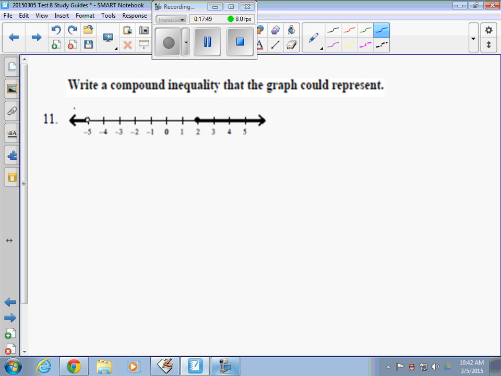This one says write the compound inequality. There's always going to be an overlap with "and" inequalities. There's no overlap here, so this is going to be an "or" inequality. That's the first thing you can see.